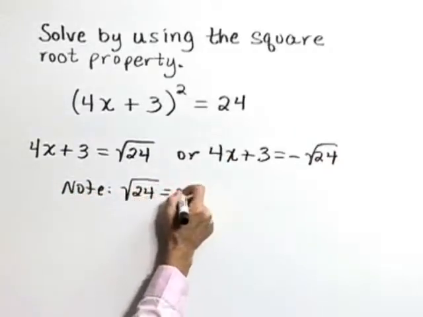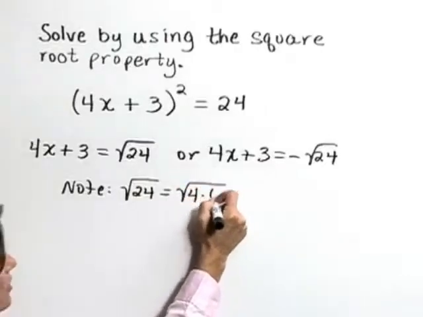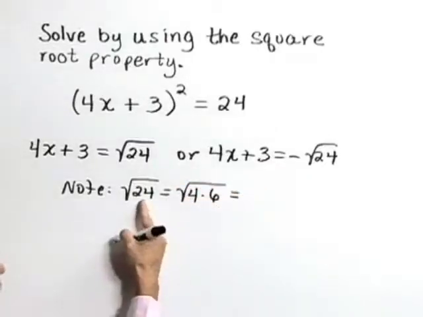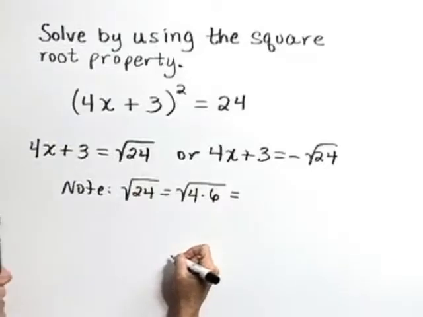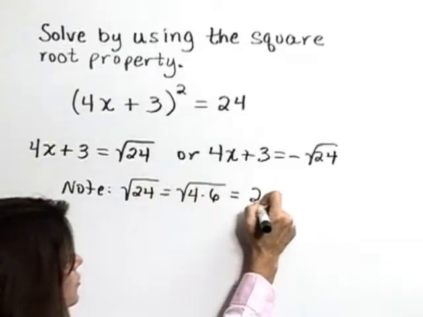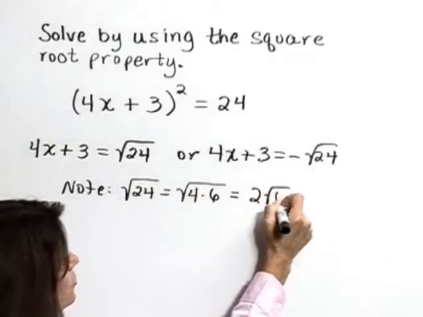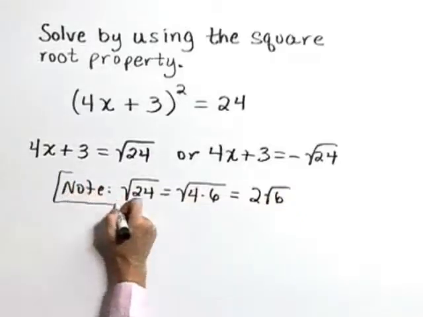Now, let's make a note here that the square root of 24, as we simplify it, has a perfect square factor of 4. Square root of 24 is equal to the square root of 4 times 6. That square root of 4 is 2, so we can write that as 2 times the square root of 6.